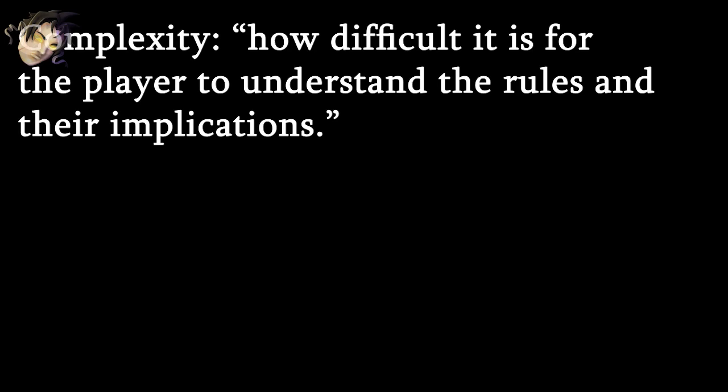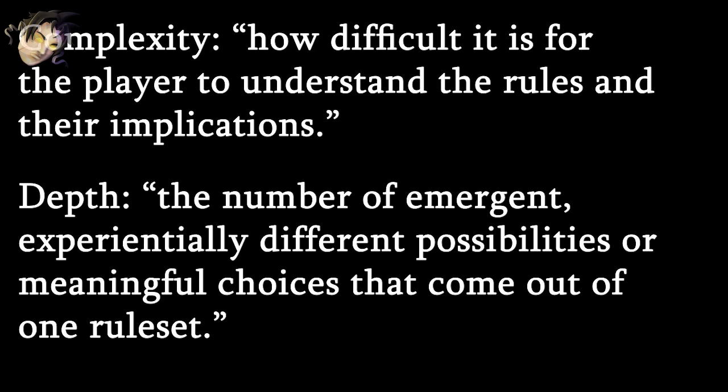In game design, I've found that a few people have a few different definitions for these, but for today, the definitions I'm going to go with are: complexity refers to how difficult it is for a player to understand the rules and their implications, whereas depth is the number of emergent, experientially different possibilities or meaningful choices that come out of one rule set. And this isn't supposed to be like, more or less complicated is better or worse, but we do want to pay attention to how that complexity relates to the depth that's created through its inclusion.